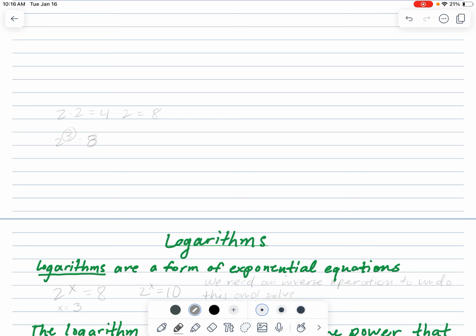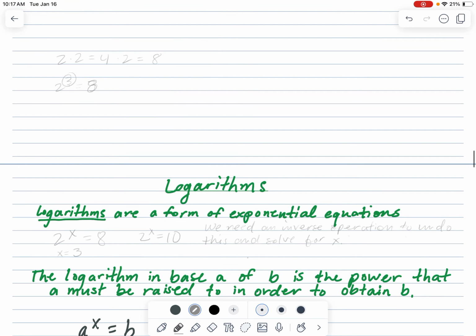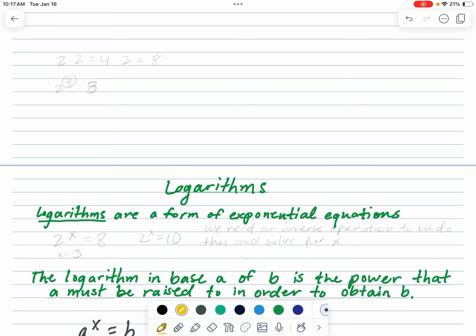And solve for x. We need an inverse operation to undo this equation to help us solve for x. So the logarithm in base a of b is the power that a must be raised to in order to obtain b. So let's think about that in terms of this example. The power that a must be raised to obtain b. That's what we're looking for right here.